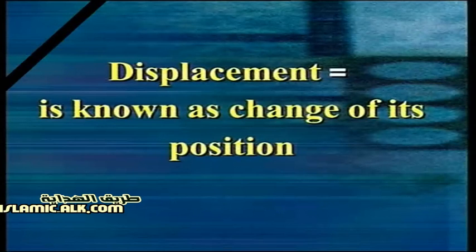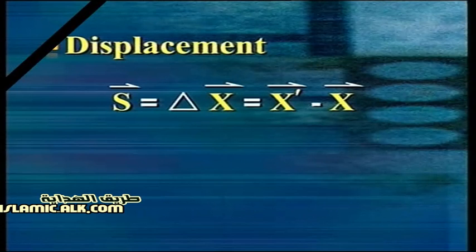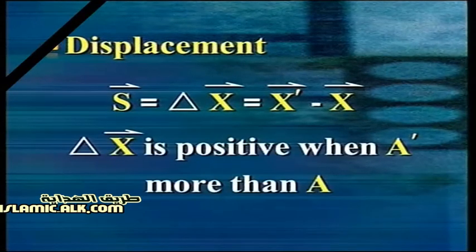Displacement. Displacement is known as the change of its position. Remember, dear student, there is a difference between displacement and distance. Displacement, its symbol as a vector, equals delta x. What do you mean? Delta x is the change of its position: x dash vector minus x vector. Delta x is positive when A dash is more than A.